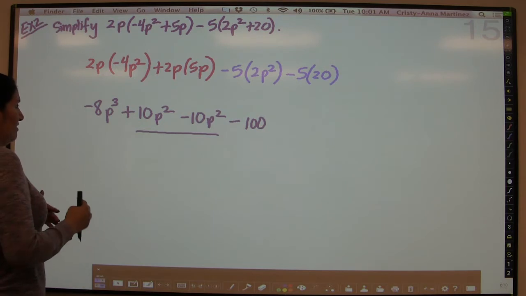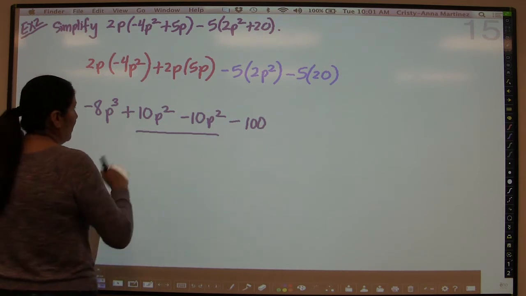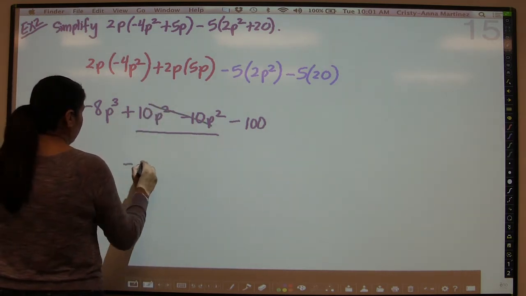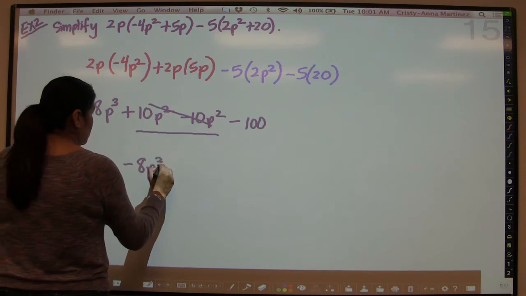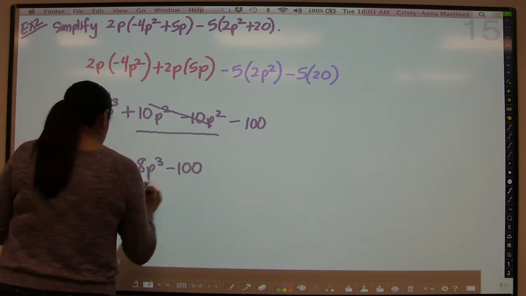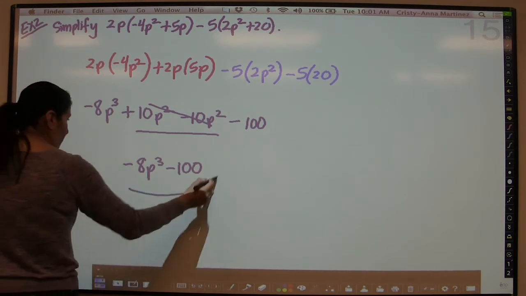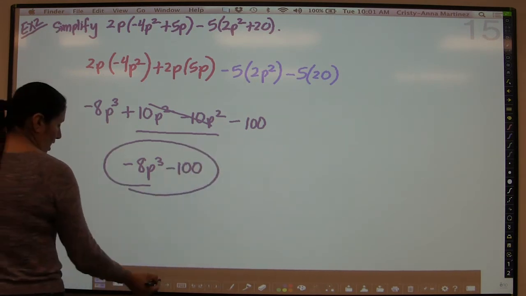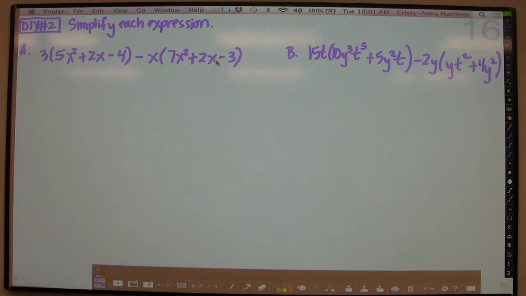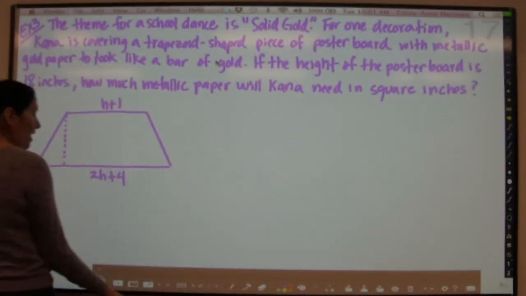So positive 10 and negative 10 actually equals 0. So they're going to cancel. And all I'm going to be left with is negative 8p cubed minus 100. All right, negative 8p cubed minus 100 is our final answer. And now you can try these two examples in much the same way. And we will go to example 3.